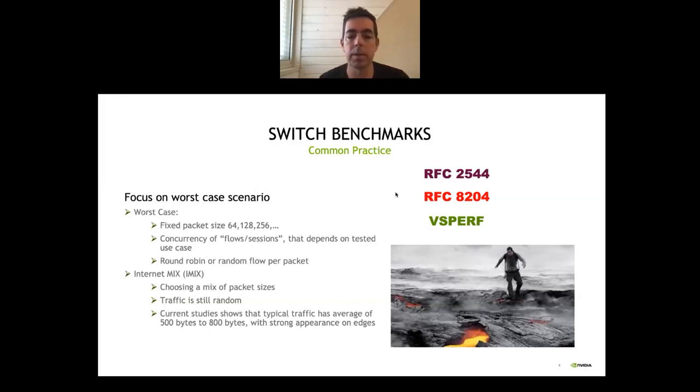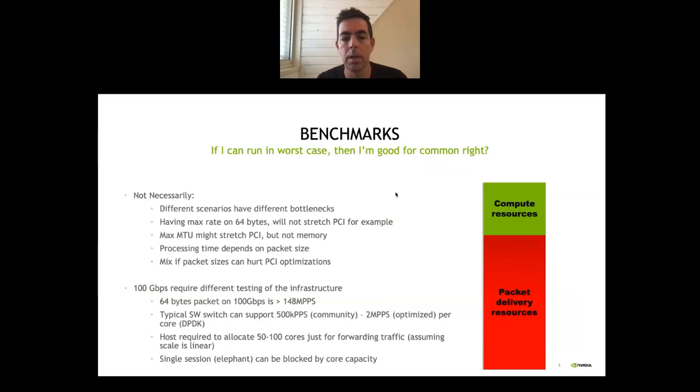There's another type of packet choosing. It is called intermix, or iMix, where there is a specific mix of packet sizes and order, and usually that should fit the working point you want to measure, but still the traffic is random. So usually the argument is, if I can run the worst case, then I'm good in the common case. Isn't the truth? So we have to look at what we are testing the worst case for.